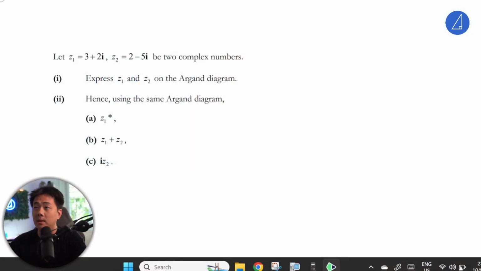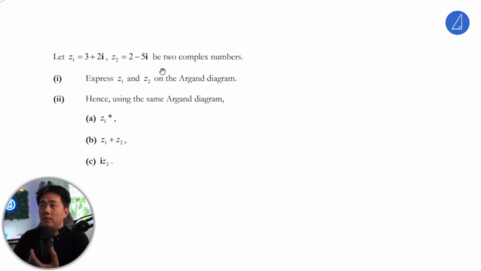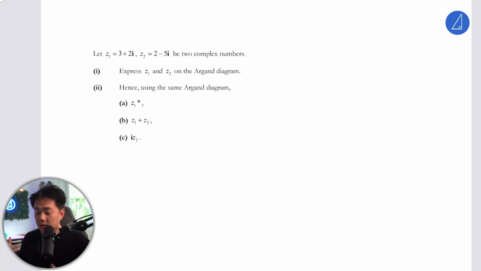Hi, students. Let's look at this question here, which is on complex numbers. Let's see how we can do this proficiently. So we were told to express z1 and z2 on the Argand diagram, given that z1 is 3 plus 2i and z2 is 2 minus 5i. I think this is pretty okay. I will suggest you draw to scale for the first part and also for the subsequent parts, right?